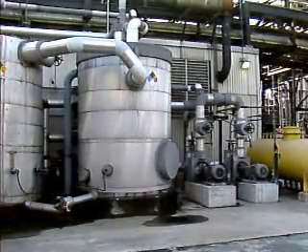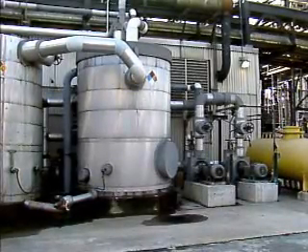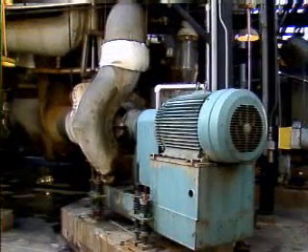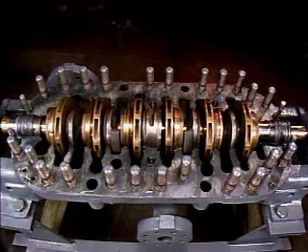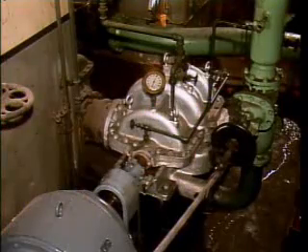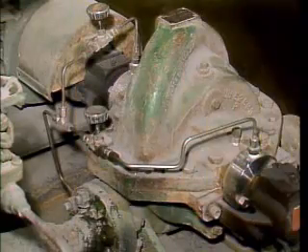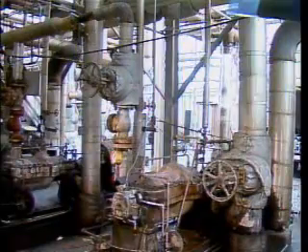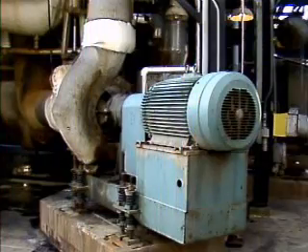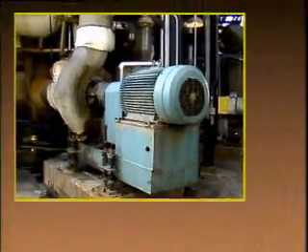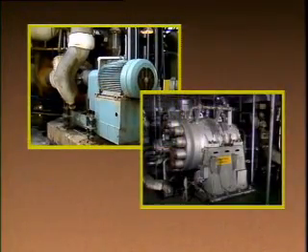Plants use many types of pumps to move process liquids. One of the most common types of pumps in use today is a centrifugal pump. A centrifugal pump uses one or more impellers to create a centrifugal force that pushes the process liquid through the pump. While there are a number of different types of centrifugal pumps, they can be grouped into two basic categories: single-stage pumps and multi-stage pumps.